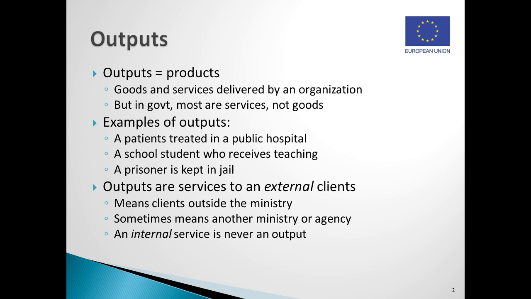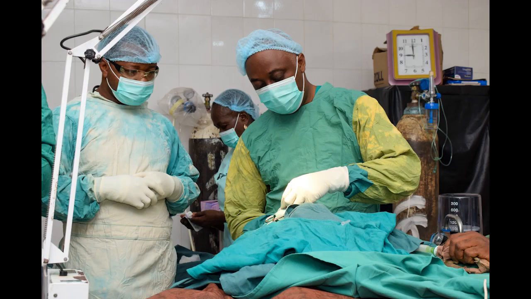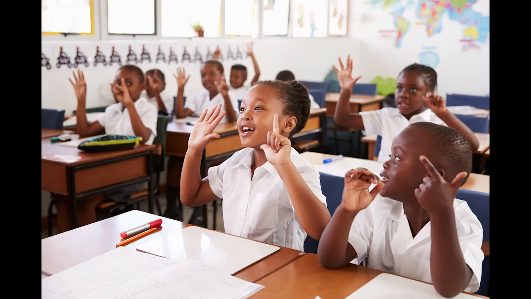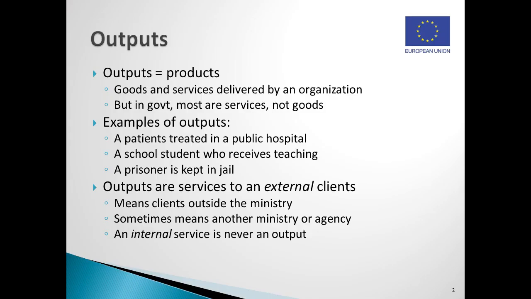In the case of government, outputs refers to goods or services which ministries or agencies deliver to external clients. Very often, those external clients are citizens who directly receive a service. So, for example, when a public hospital treats a patient, that patient is directly receiving a service, an output. The same is true in a primary school. The school kid who is being taught is directly receiving that educational output or service.